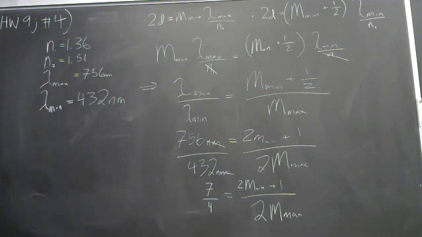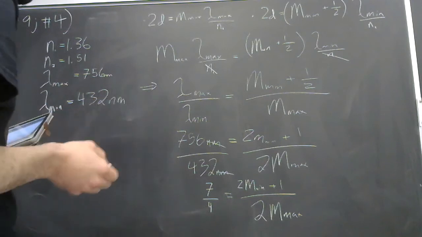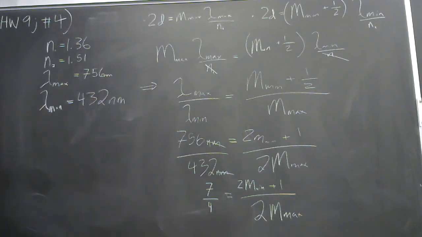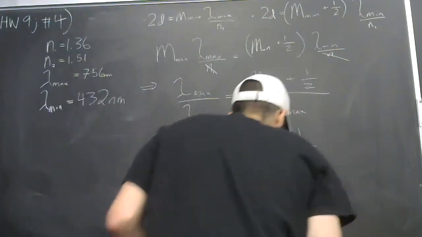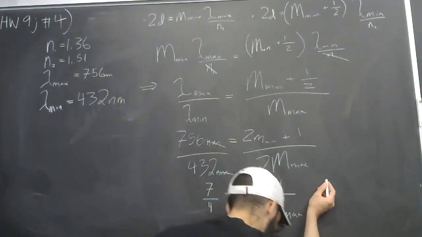Yeah, the fraction actually makes it easier to see what we need to plug in, right? So what can we plug in for m min? It'd be 3, right? Because 3 times 2 plus 1 equals 7. And then same thing for m max. What can we plug in for m max? That will be 2. 2 times 2 equals 4. So I'm just going to write, therefore.